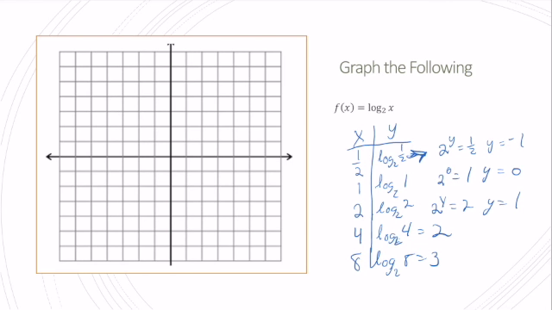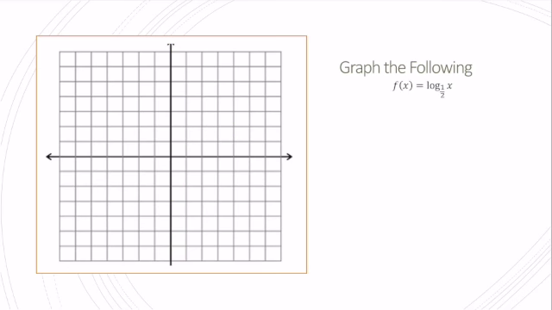When x is 1/2, y is -1. When x is 1, y is 0. When x is 2, y is 1. When x is 4, y is 2. And when x is 8, that's off my graph, that gives me y equals 3. Now notice I'm never going to have a negative x value, because I'm never going to have an x value less than 0. So we've got an asymptote. We've got a vertical asymptote here at x equals 0.